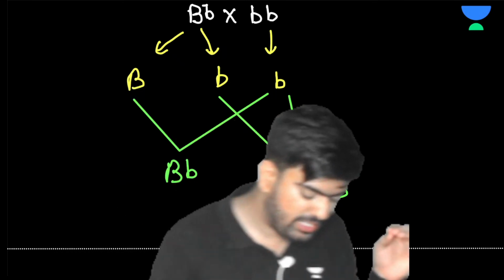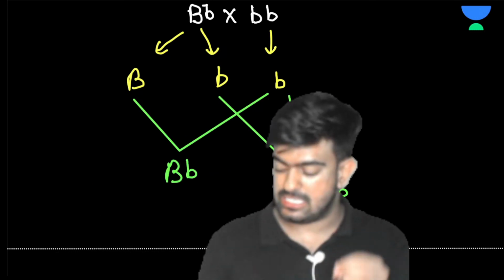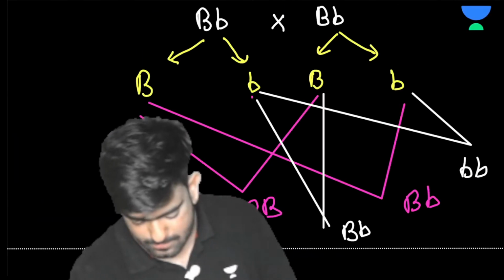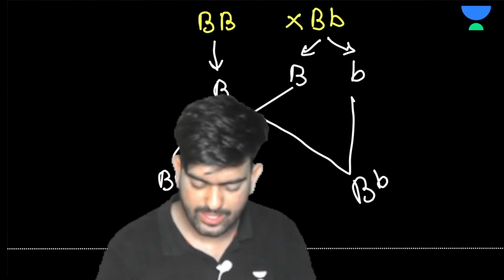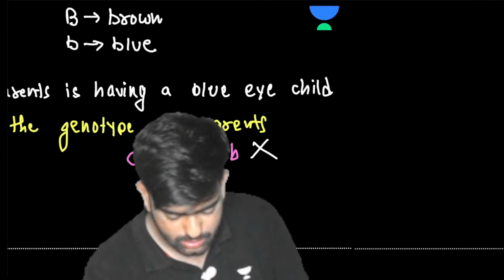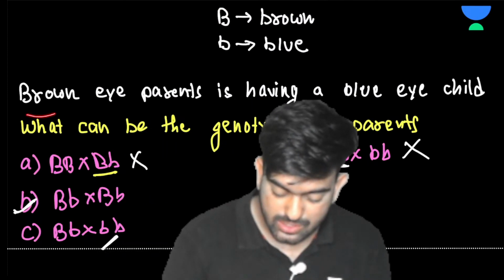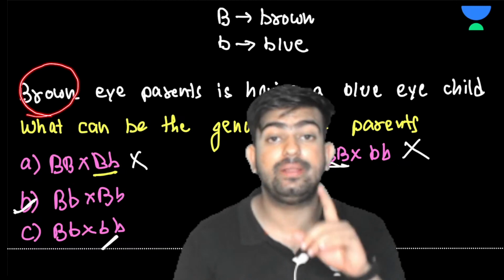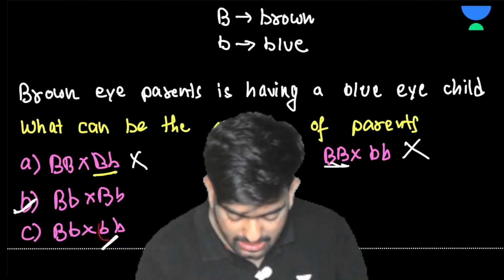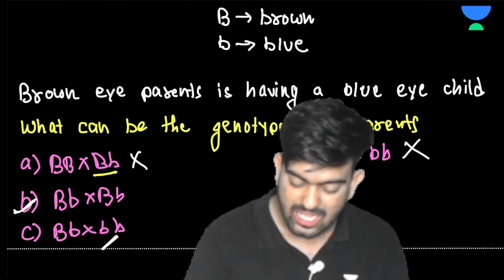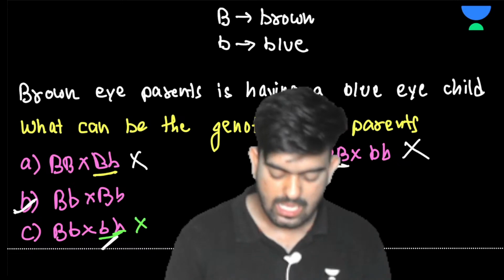But can I choose this as an answer? No. Why, sir? Are you doing a scam? No, I'm not going to do a scam. See, the question said brown parents. That means this does not represent the brown parents, right? This means the parent is itself blue. So this can't be the answer.